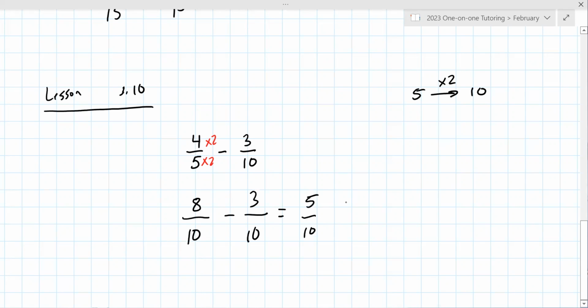Now, both of these numbers can be divided by 5. So what is 5 divided by 5? 1. And 10 divided by 5 is 2. Good, so that's your final answer on that one.